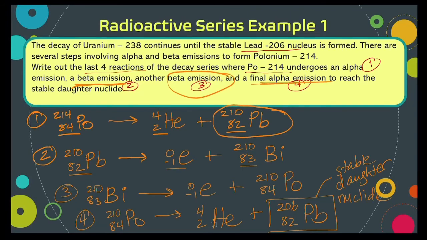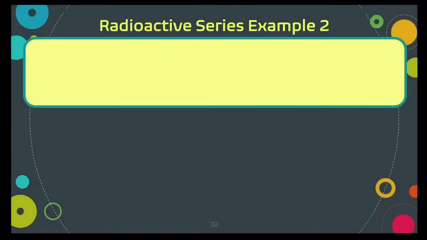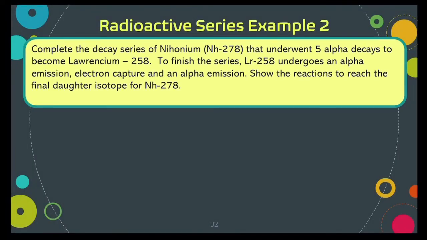Let's try one more example. Complete the decay series of nihonium, NH278, that underwent 5 alpha decays to become lawrencium 258. To finish the series, lawrencium 258 undergoes an alpha emission. So these are the steps that we're actually going to record. Alpha emission, that's our first equation. Electron capture, that'll be our second equation. And then a final alpha emission. Our last equation will be an alpha emission. So there's only 3 steps. Show the reaction to reach the final daughter isotope for nihonium 278.